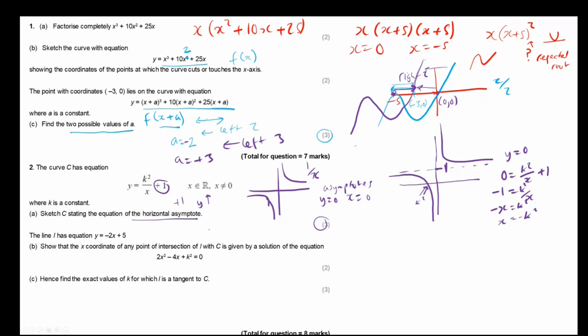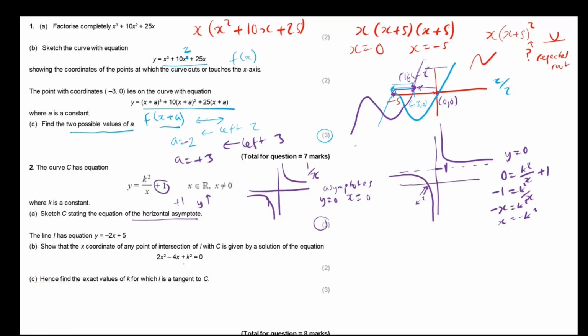Okay, let's go to B. Show that the x coordinate of any intersection of L with C is given by a solution of the equation. The line L has this equation. So what is that saying? That's saying we've got an equation. Intersect is when they meet.